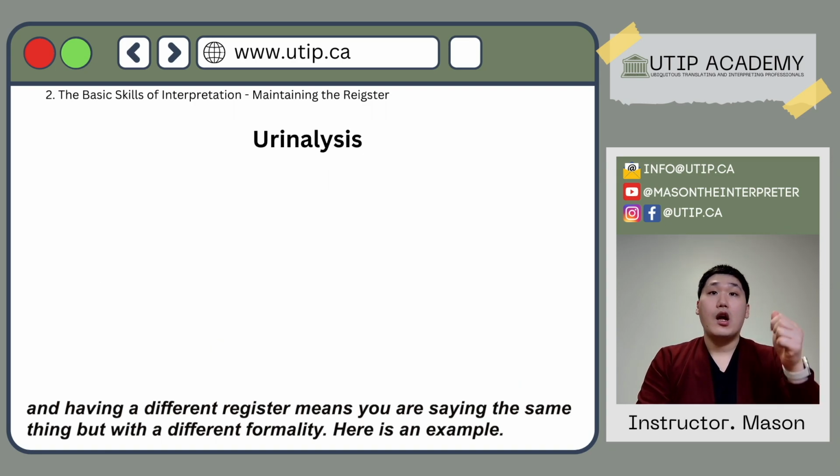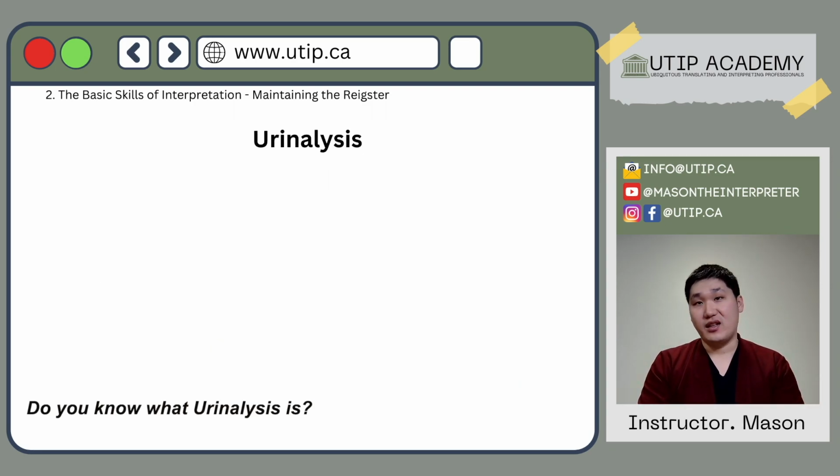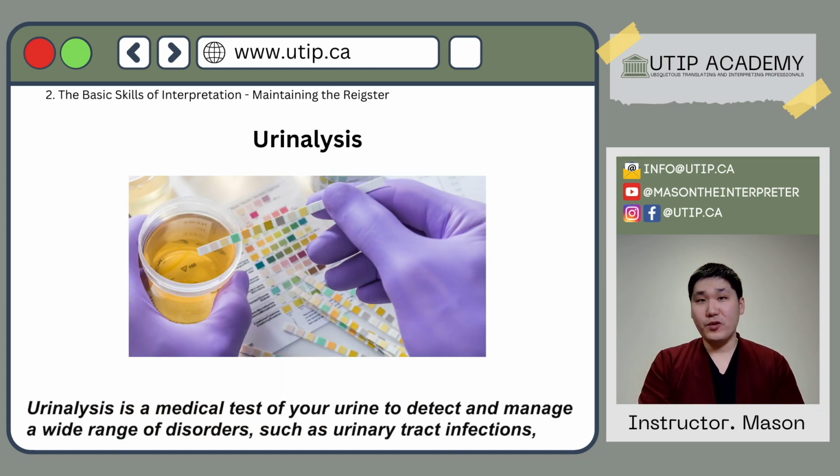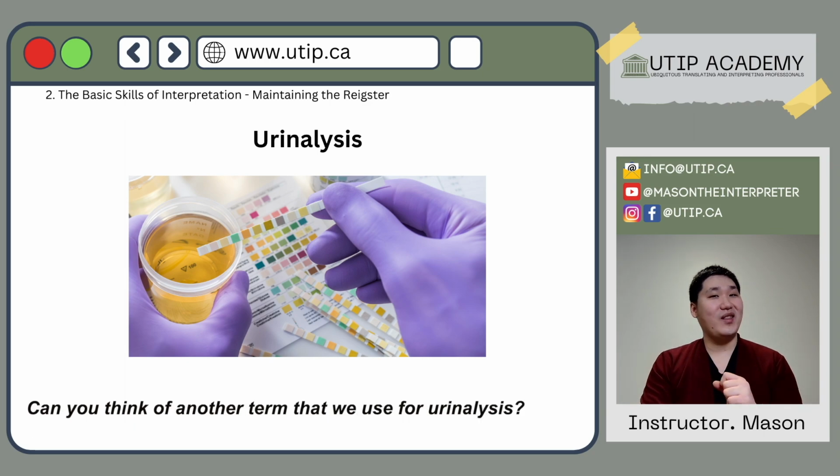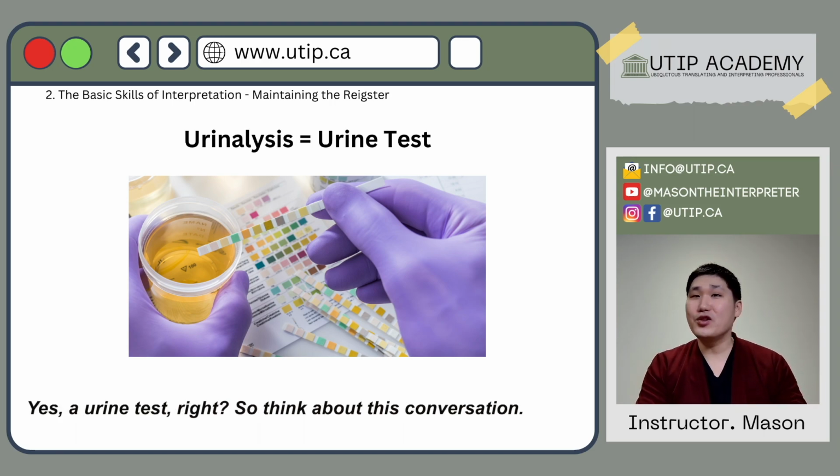Here's an example. Do you know what urinalysis is? Urinalysis is a medical test of your urine to detect and manage a wide range of disorders such as urinary tract infections, kidney disease, and diabetes. Well, that sounds a little bit complicated. Can you think of another term that we use for urinalysis? Yes, a urine test, right?